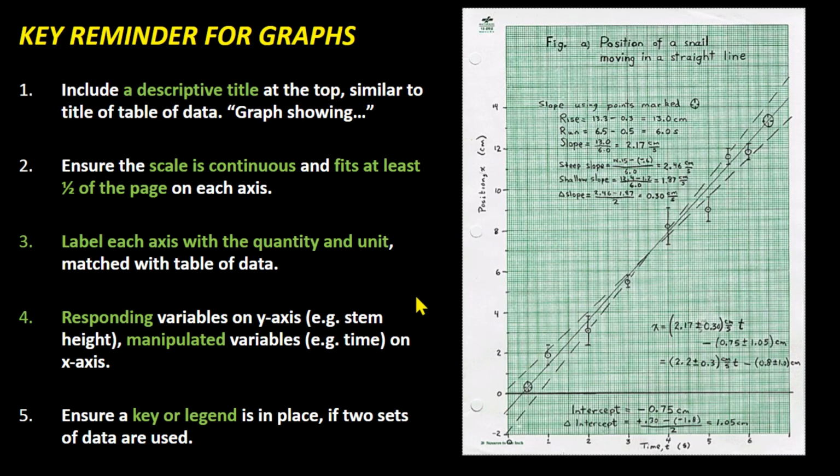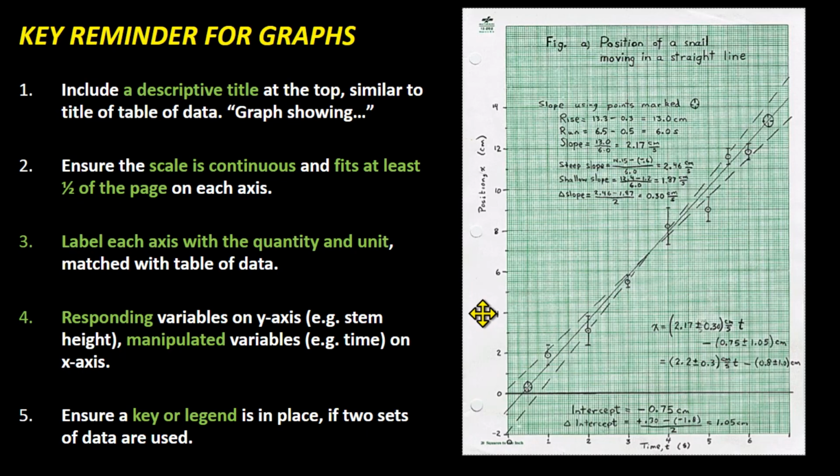The second point here is to ensure the scale is continuous. So you can see on this graph here it is going 0, 2, 4, 6. It's not going like 0, 2, 3, 4. It has to be continuous. So if you're going in 2s, you're going in 2s. If you're going in 5s, you're going in 5s. If you're going in 10s, you're going in 10s. And your points must fit at least half of the page on each axis.